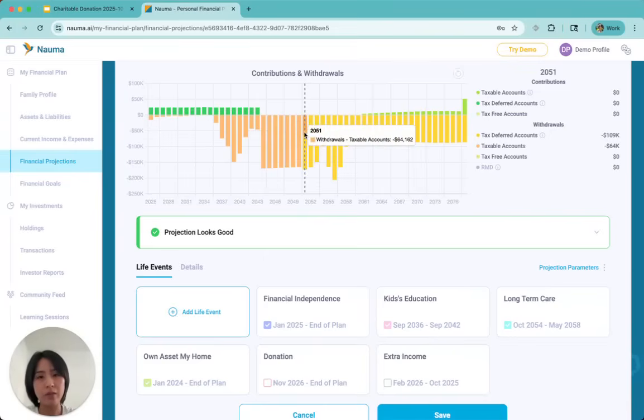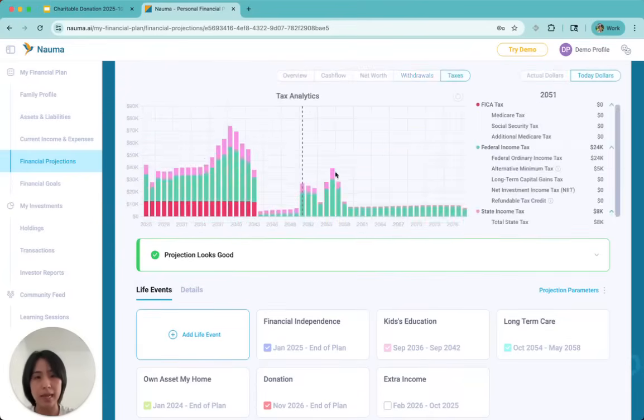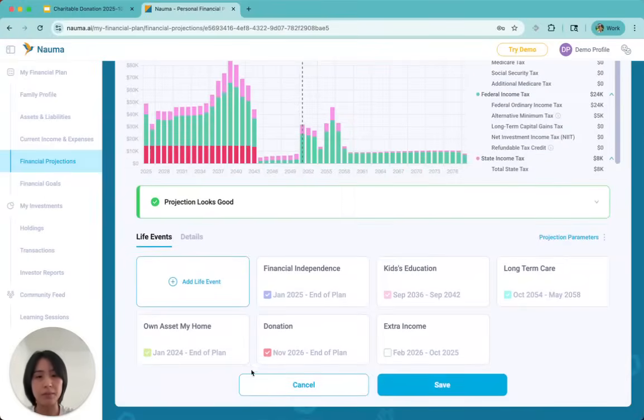So by 2051, I still have some in my taxable account to be able to withdraw. But if I've donated, then in 2051, I run out of my taxable account. I have to take money from the tax-deferred account, and that pays more tax. And that's why we see a difference.